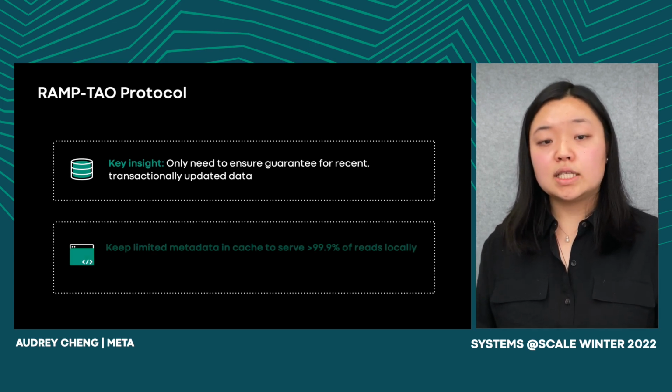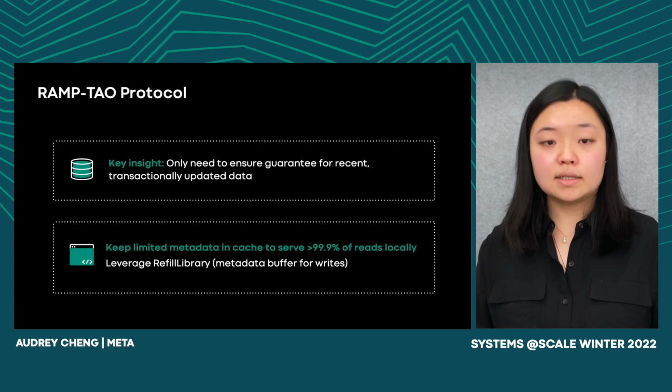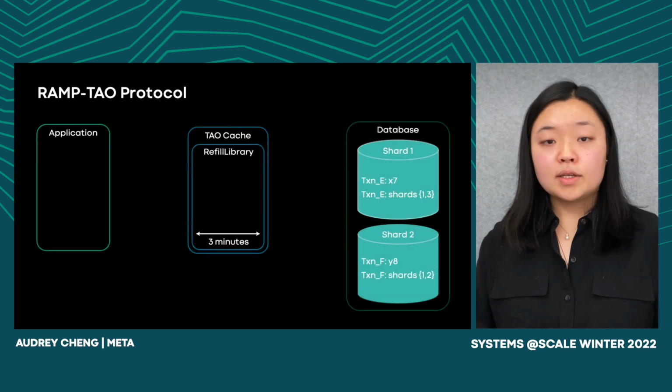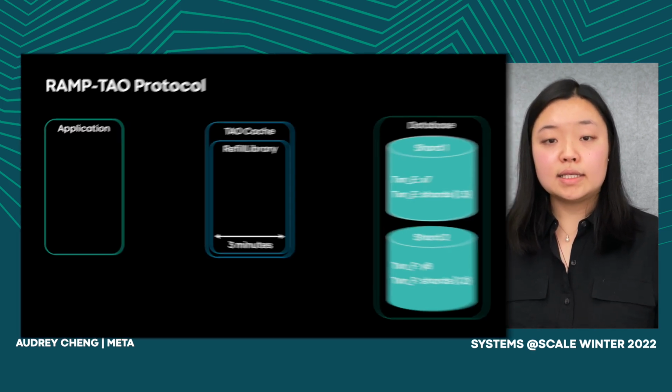So we leverage this insight to minimize the performance and storage overheads of our protocol and serve most reads locally. And specifically, we use the refill library, which is a metadata buffer for writes within TAO that already exists. So now I'll go through the RAMP-TAO protocol with several examples to provide the intuition behind this algorithm.